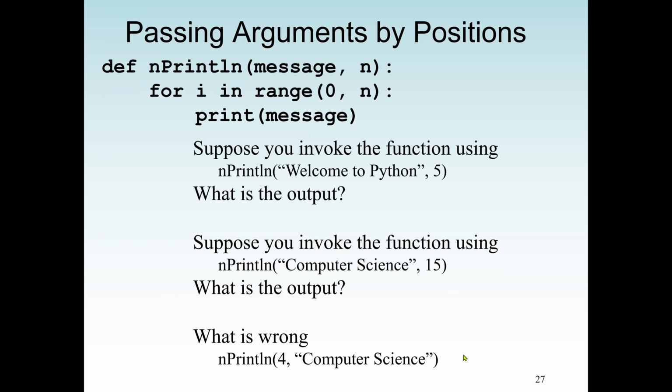Now here we say, what is wrong? We have it opposite. We have the value for computer science. This will not work because we pass the arguments by position. Message is 4, n is computer science. But to use the for loop, there has to be a whole number. Computer science is a string, so 4 will not work there. So what is wrong here is the position. Computer science should come first, because unless we change the position here, we say n is first, message is second. So it's the position that changes.